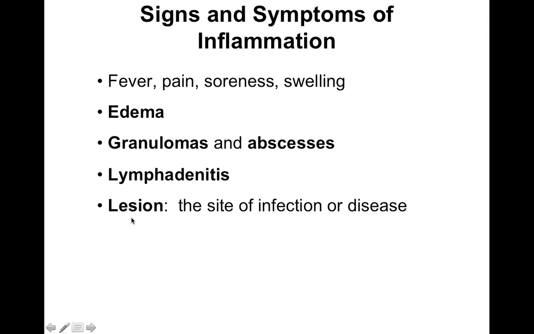And then lesions. This tends to happen at the site of infection or disease. You get stuck in the arm with something like E. coli or some kind of nasty pathogen. You'll get a nice little kind of swelling that occurs in that area, and you'll tend to break down tissue in that area because that's where they're the most concentrated, at least initially, and that's when you'll get a lesion.